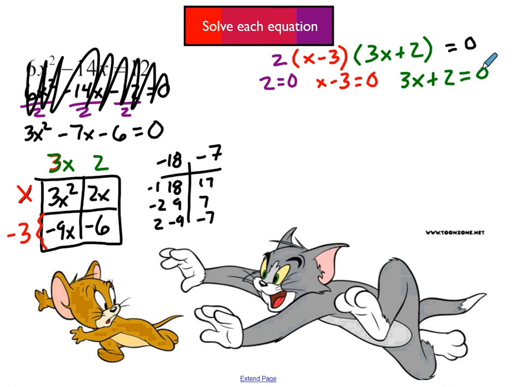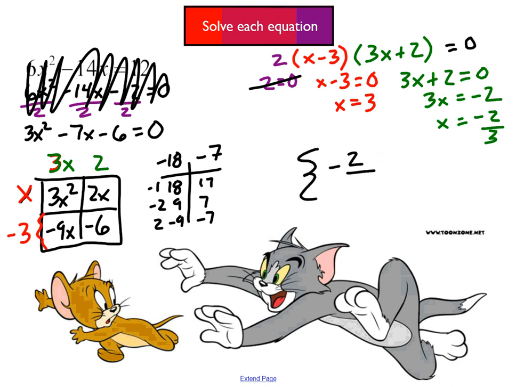My purple equation, 2 does not equal 0, so that's actually not an answer, so we can cross that off. My red equation, I'm going to add 3 on both sides, so I get x equals 3. My green equation, I'm going to subtract 2 on both sides, so I get 3x equals negative 2. Then I'm going to divide by 3, I get x equals negative 2 over 3. Go ahead and write my answer out. Negative 2/3 is smaller, so I write that one first. Let's go ahead and look at our next problem.